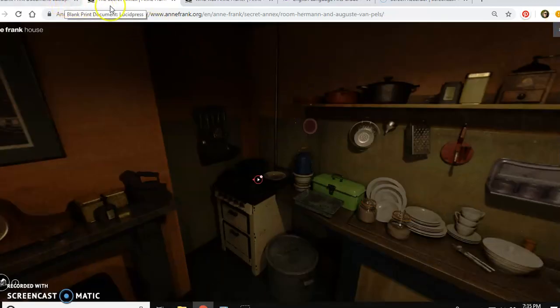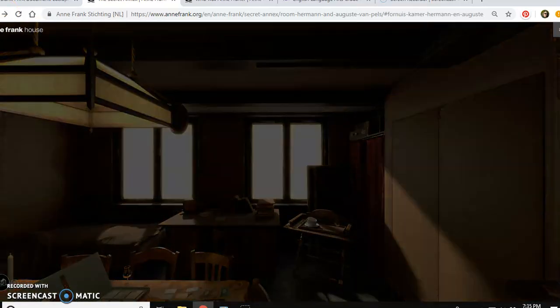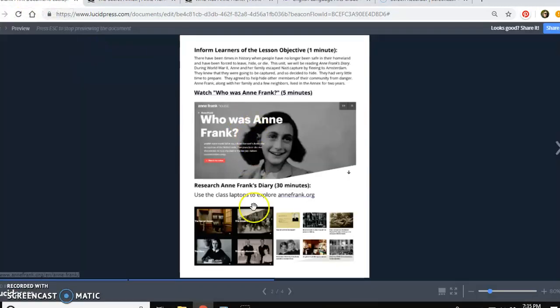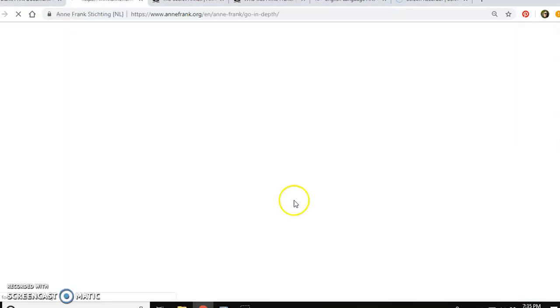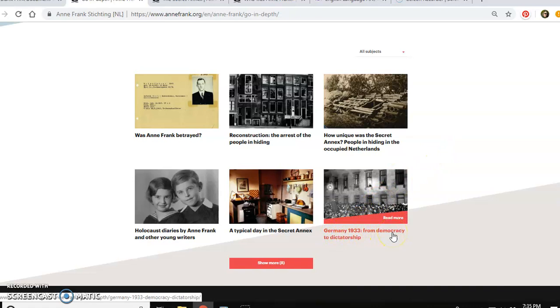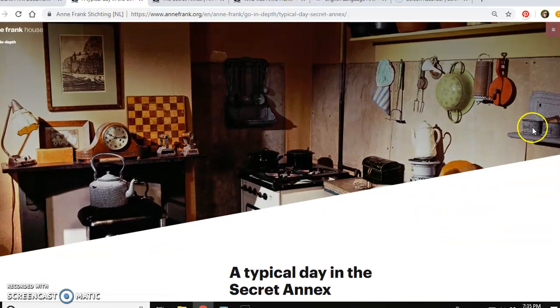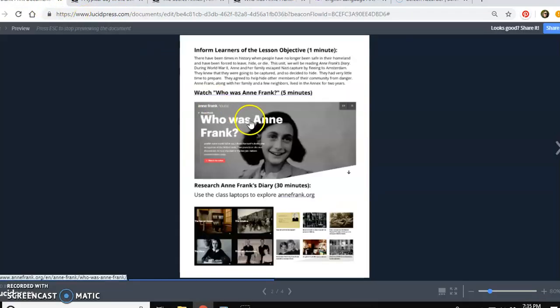So the kids will be able to spend a huge chunk of time, mostly, with this website. So I'm actually just going to go to the link again. Well, let's just go to this one. So this is more in-depth. So this is actually looking at more information. So they can look at what happened, how Germany went from democracy to dictatorship, and then there's a typical day in the secret annex, and it just kind of walks you through what things were like. Even though they haven't read the book, I think it's good for them to have an idea of what things were like before they start reading it.